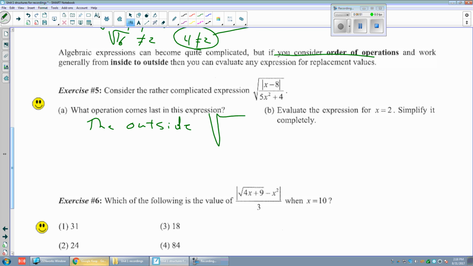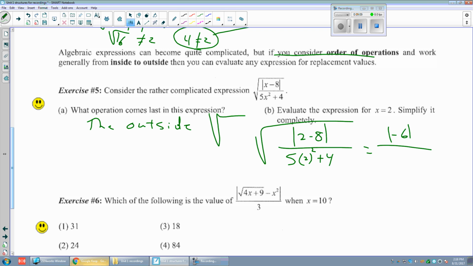Simplify it completely. Okay, so I'm going to do 2 minus 8. And then I'm going to do 5 times 2 squared plus 4. And then I'm going to take the square root. 2 minus 8 is -6. And then let me see. 2 squared is 4 times 5. Hope you're listening. Is 20 plus 4 is 24.